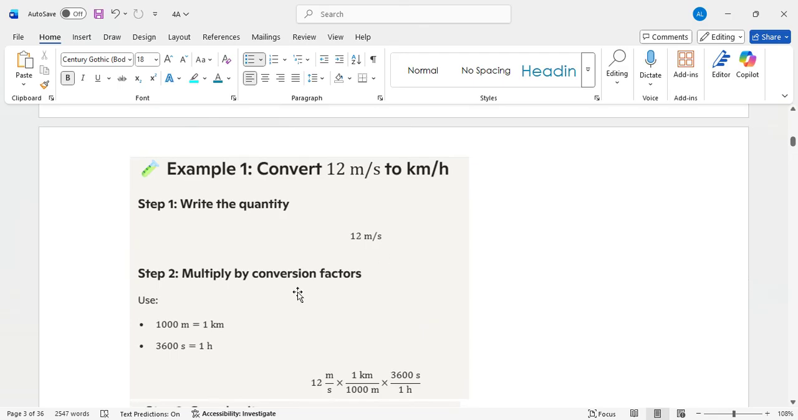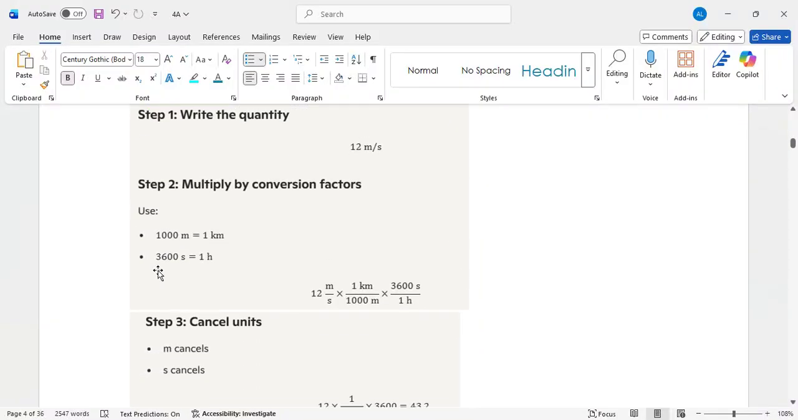So how do you convert 12 meter per second to kilometer per hour? Just write down the quantity that you need to convert. Remember the units. 1,000 meters equal 1 kilometer, we just saw 10 raised to 3. 3,600 seconds equals 1 hour, we have 60 minutes in an hour. So 12 meter per second, we have to convert that into 1 kilometer per 1,000 meters times 3,600 seconds per 1 hour.